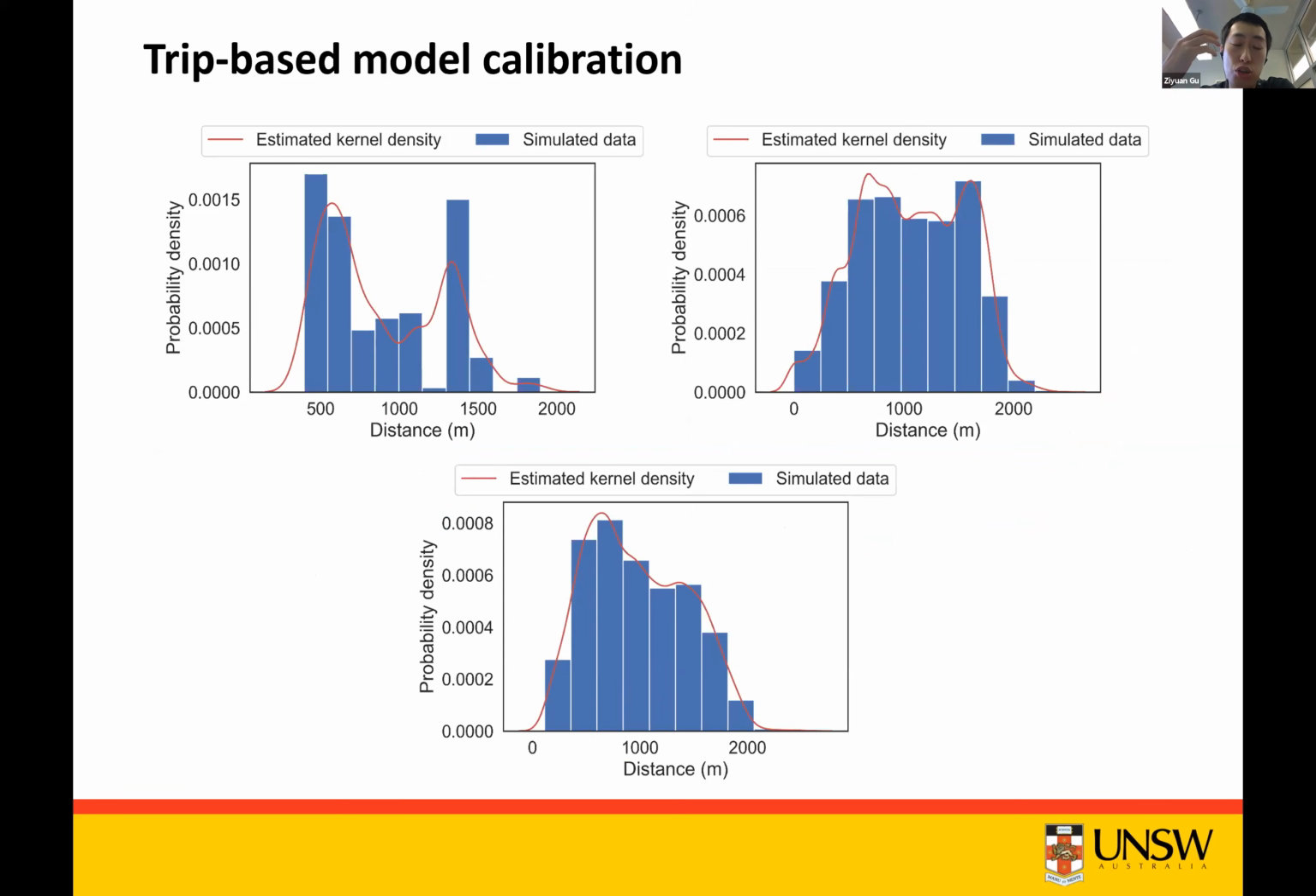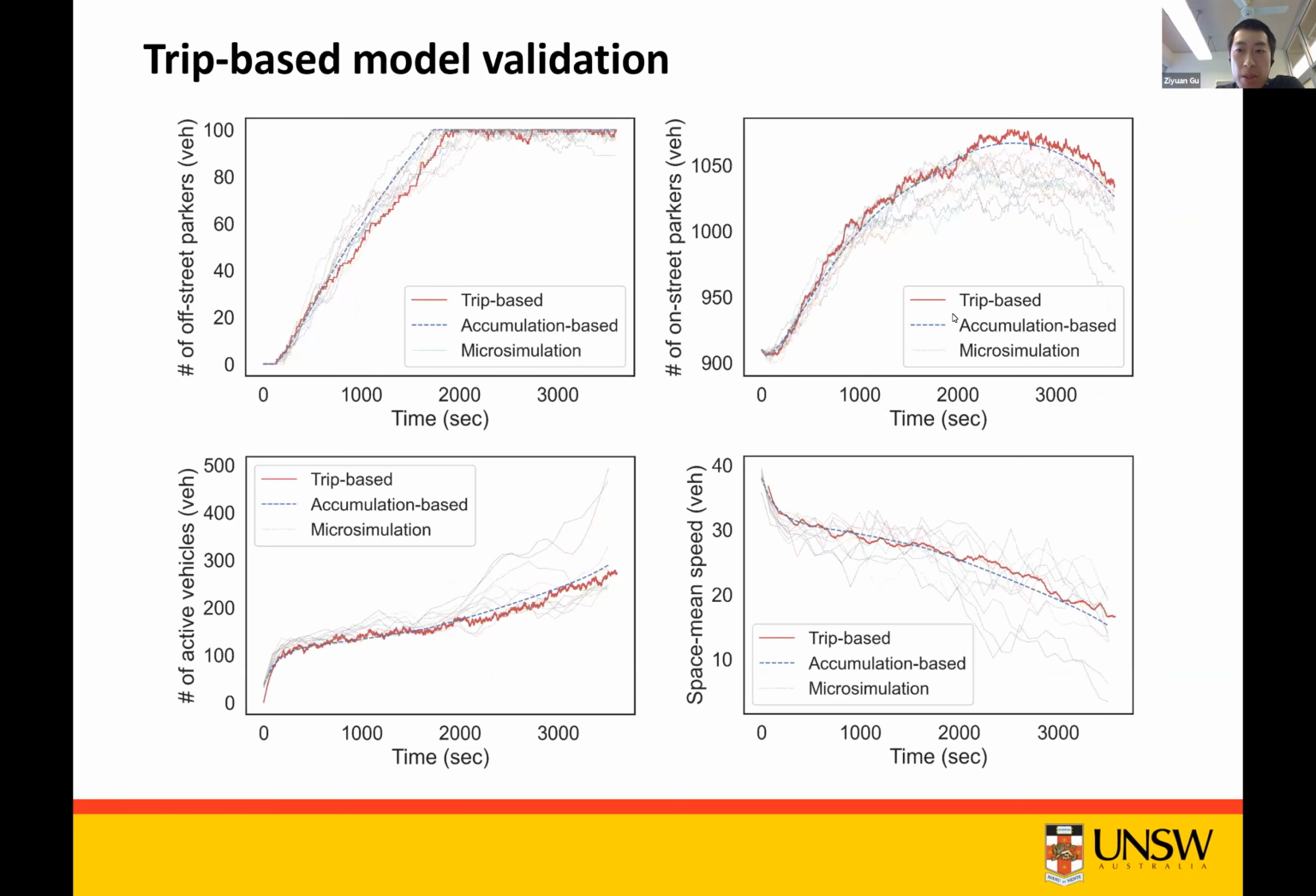These are the calibration for the trip distances. Because we are individualizing each traveler, the distance should also be individualized. These are the results extracted from the micro simulation, and we fit a kernel density to it. Based on this kernel density, we can sample different travel distances for different travelers in the network. Of course, this makes the trip-based model stochastic. Again, similar to what I have shown earlier, these are the results of the trip-based model.